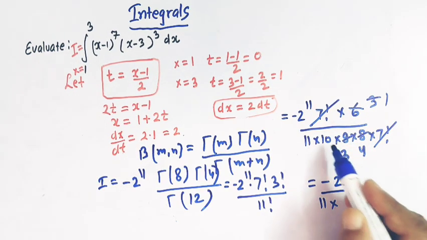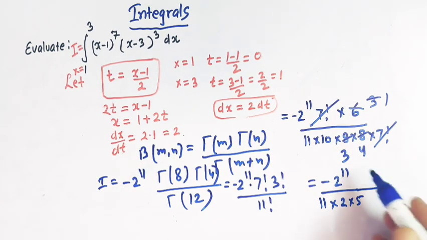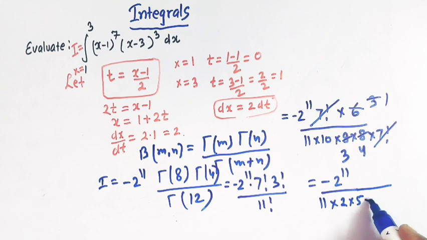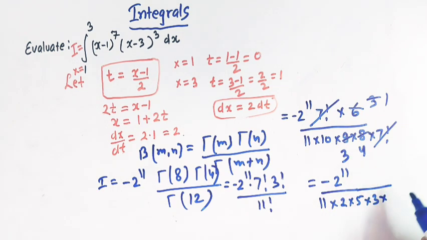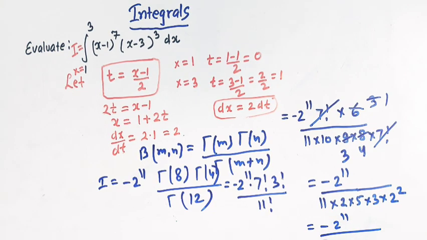So now see, we have minus 2 raised to 11 in the numerator, and here we have 11, then 10 can be written as 2 times 5, and here we have 3 times 4. 4 can be written as 2 squared, right? So we have minus 2 raised to 11. Here we have 11 times 5 times 3. Here we have 2 raised to 1 plus 2, which is 3. So we can take this to the numerator, so we have here minus 3, right?